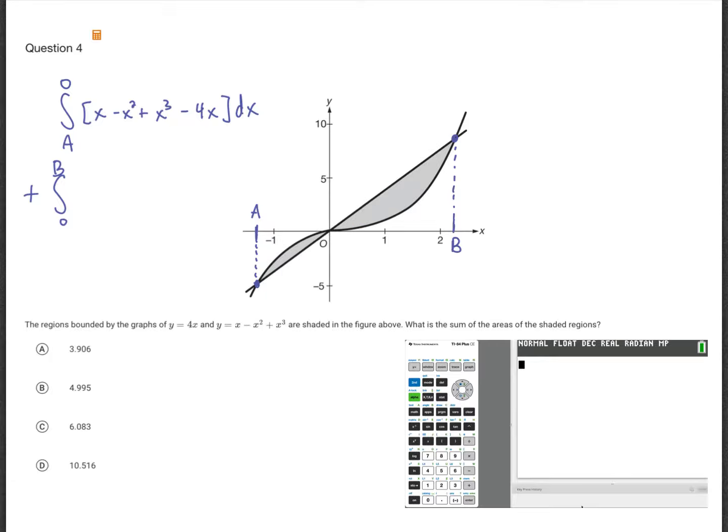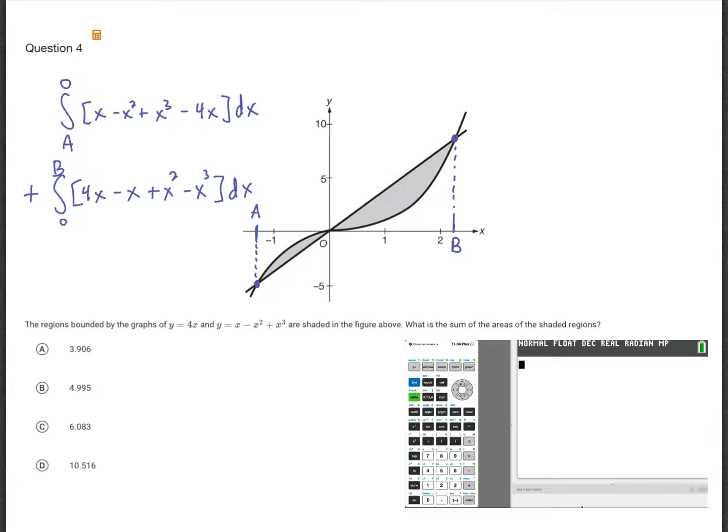And then we'll do it the other way around. The top in this case is the linear function, and then we'll have to subtract the curved function. When we subtract, remember to distribute. We're subtracting this whole function, so we have to distribute the negative, and that'll change all the signs. So it'll be a minus x plus x squared and a minus x cubed. Okay, so let's do all that in the calculator.